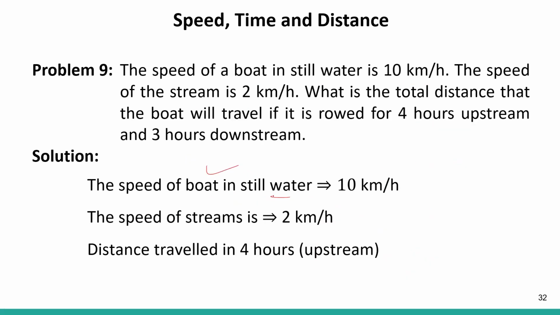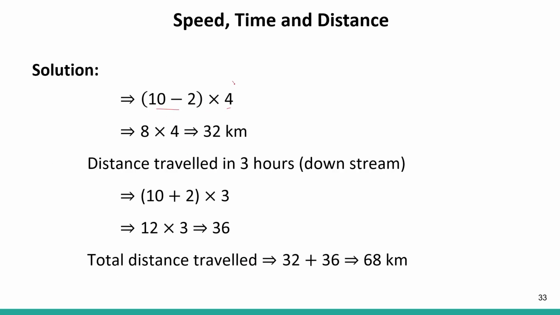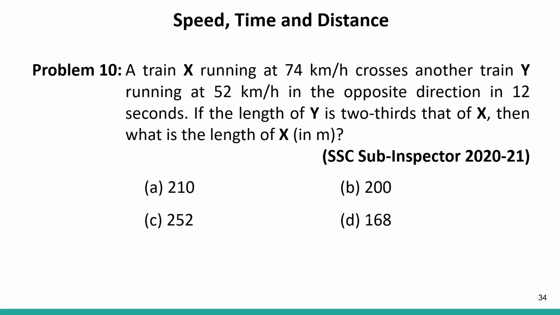So let the speed of boat in still water be 10 km per hour. Speed of stream is 2 km per hour. So distance traveled in 4 hours upstream will be 10 minus 2 into 4, that is 8 into 4 is equal to 32 km. Distance traveled in 3 hours in the downstream direction, their speed will add up. So speed into time is equal to distance, so 12 into 3 is equal to 36. So in downstream in 3 hours they travel 36 km, and in upstream in 4 hours they travel 32 km. Adding these two values, the total distance they covered is 68 km.